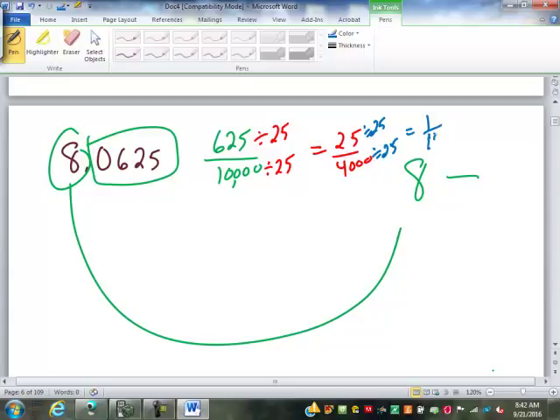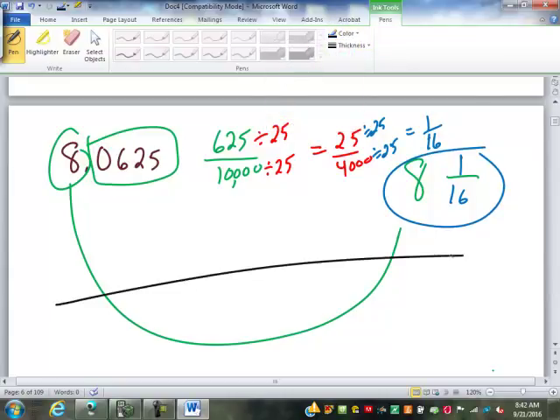So that's 1/16? Okay, so 8 and 1/16. How many of you had that 8 and 1/16? Cool. Anybody have no clue how to get to it? Anybody want to see more examples?